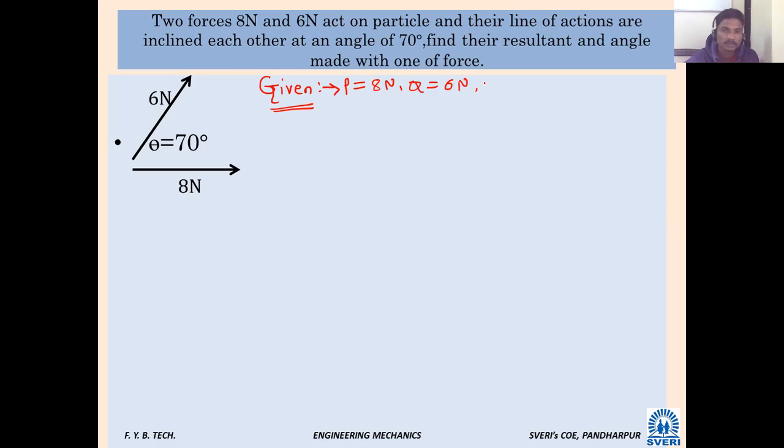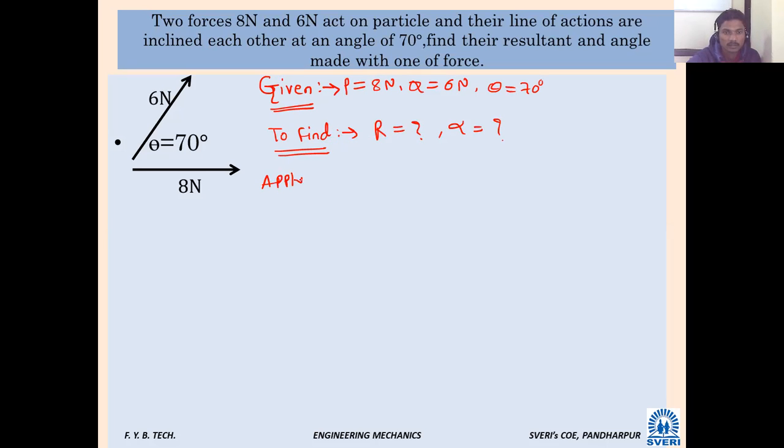Alpha or theta? Theta. It is very simple. Angle between them is given. To find, what are we supposed to find? R and alpha. Very good. R equal to how much? Alpha equal to how much? Very simple.